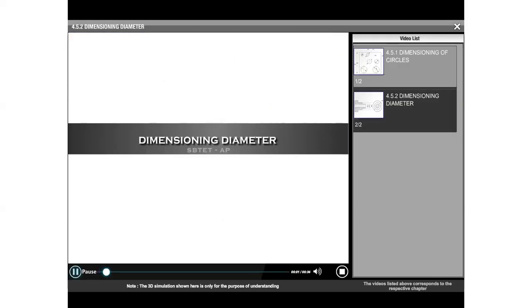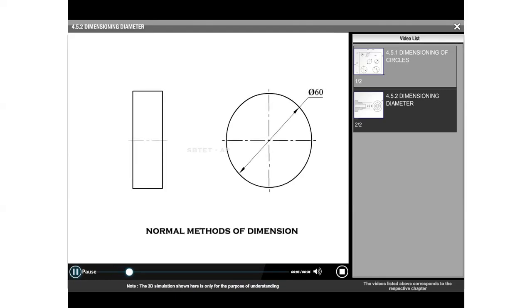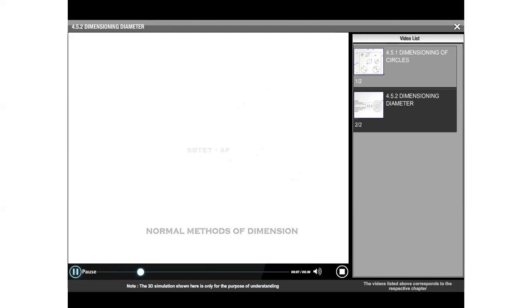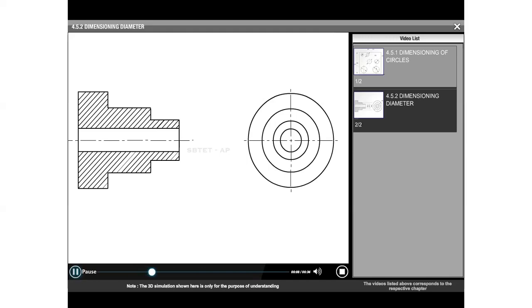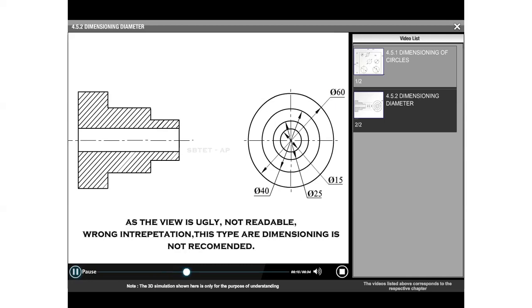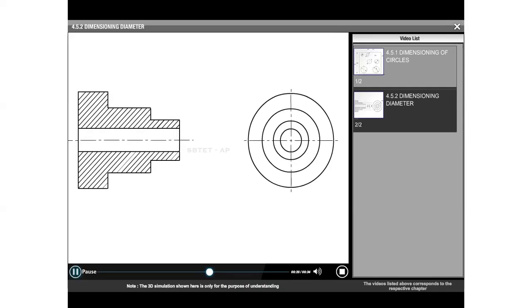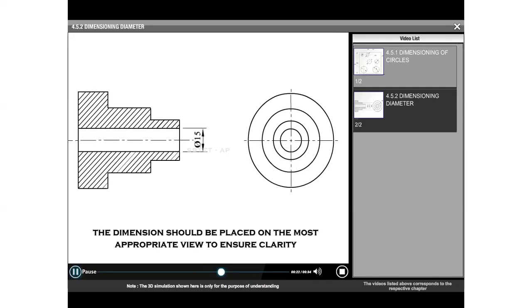Dimensioning diameter. If more diameters are to be represented, and if all such diameters are represented in a single view, it will be confusing and complicated. Instead, the dimensions should be placed on the most appropriate view to ensure clarity.